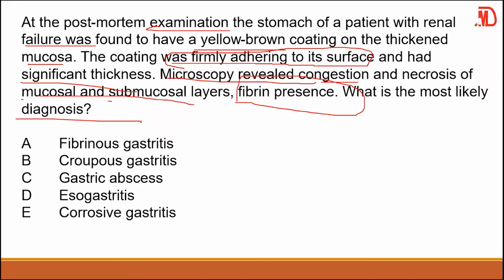Because under fibrinous, we have the diphtheric and we have the croupous. Croupous are easily removable, or they are not firmly adhering to the surface of the mucosa, whilst diphtheric are firmly adhering to the surface of the mucosa. And so when you try to scrape or remove it, it causes bleeding, or hemorrhage. Of course, in the absence of diphtheric, our best bet will be a fibrinous type of gastritis.